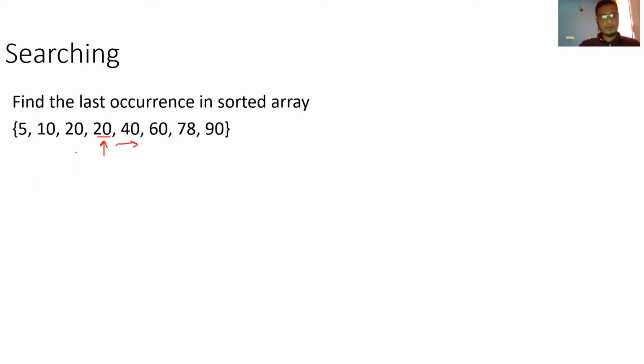Let's see, if you hit with this search and found that the item exists at index 2, right? So you check the next items. Let's say we have some more 20s here. Until you find that item, you keep updating your index to 3, 4, 5 like that.